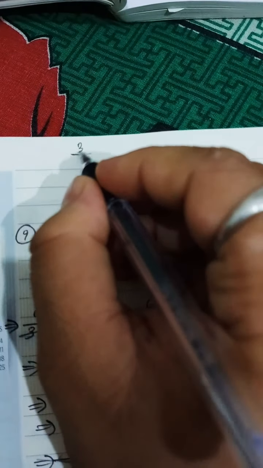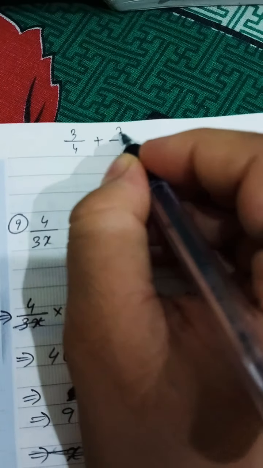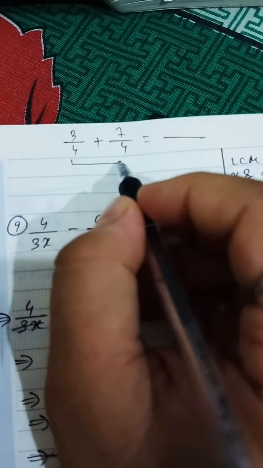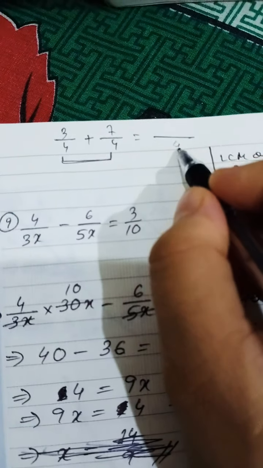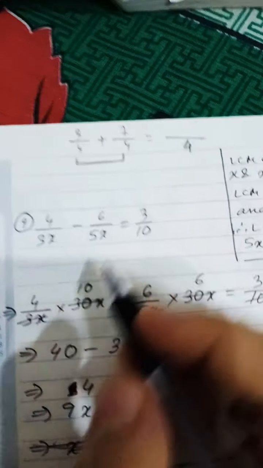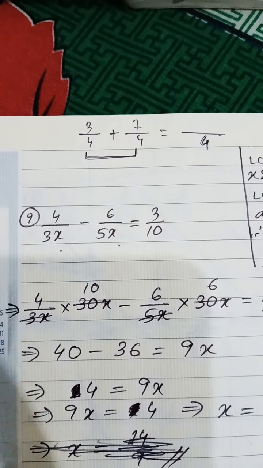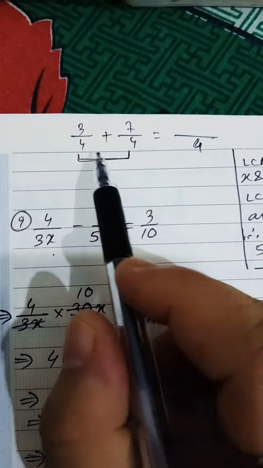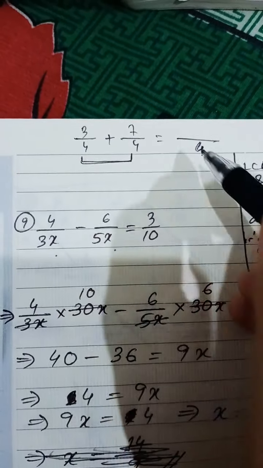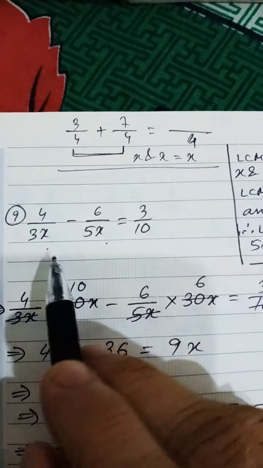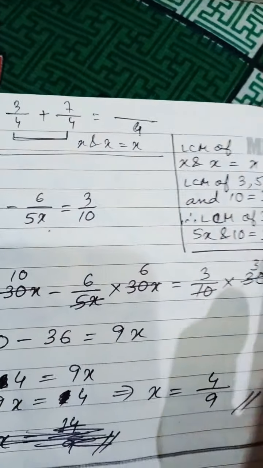If you remember when we learned fractions and rational numbers, say 3 by 4 plus 7 by 4. How did you get the LCM there? We know that if both the denominators are the same, then the LCM will be the same number again. Because here also it is x, here also it is x, the LCM of x and x will be x again. For 4 and 4, the LCM is 4. Similarly, for x and x, the LCM will be x. So first we will find the LCM of 3, 5 and 10, which is 30. And for x and x, it will be x.